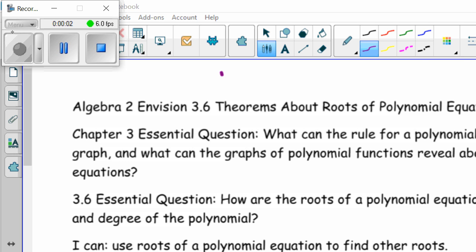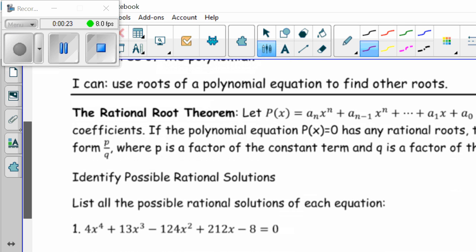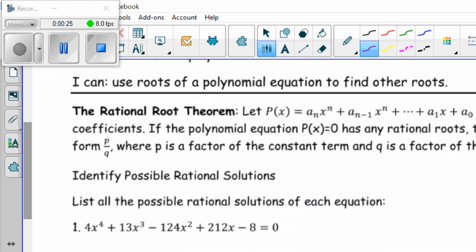Okay, so today in Algebra 2, we're looking at 3.6, theorems about roots of polynomial equations. Our essential question for this section: how are the roots of a polynomial equation related to the coefficients and the degree of the polynomial? After today's lesson, you should be able to use roots of a polynomial equation to find other roots. So let's start out with what's called the rational root theorem.